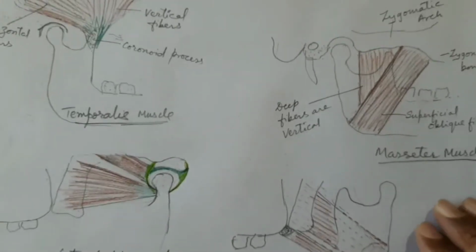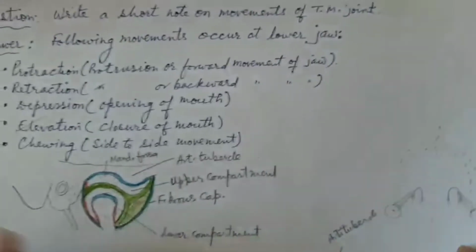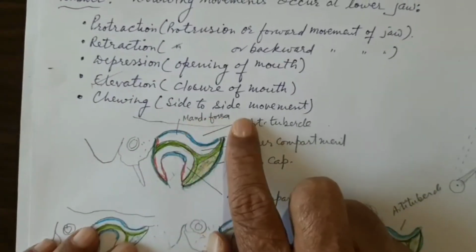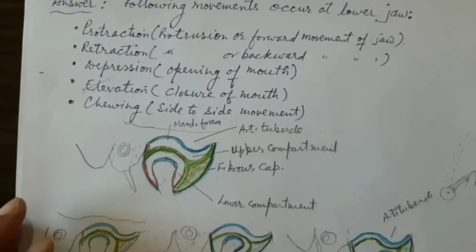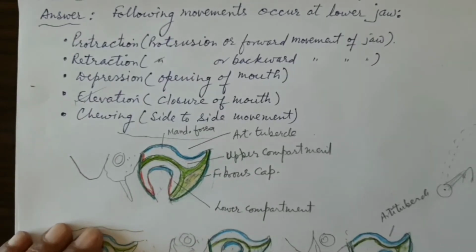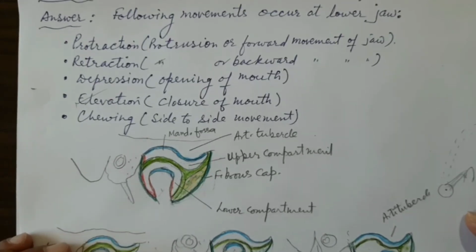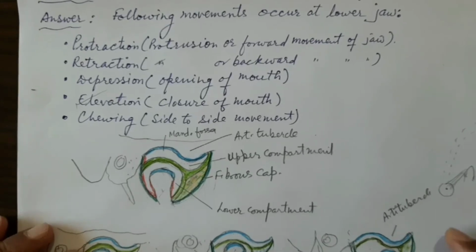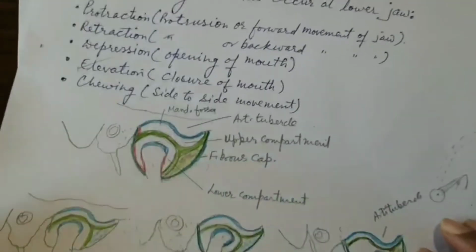Okay, let us come to the last movement of the temporomandibular joint, and this is the chewing movement, means side to side movements. When we chew our food, our lower jaw moves first on one side and then it goes on to the back side, and in this way the grinding movements take place. The food is broken into smaller pieces between the maxillary and the mandibular teeth, okay, that is the chewing movement. Let us understand how this chewing movement will take place.